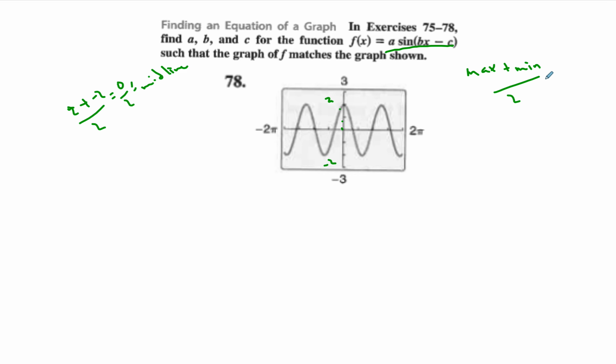However, if I were to take the difference between these two, so the max minus the min, and cut that in half, that would give me the amplitude. In other words, 2 minus the -2, which is a fancy way of saying 2 plus 2 is 4, divided by 2, means the amplitude is equal to 2. And you can also tell pretty easily by looking at the graph.